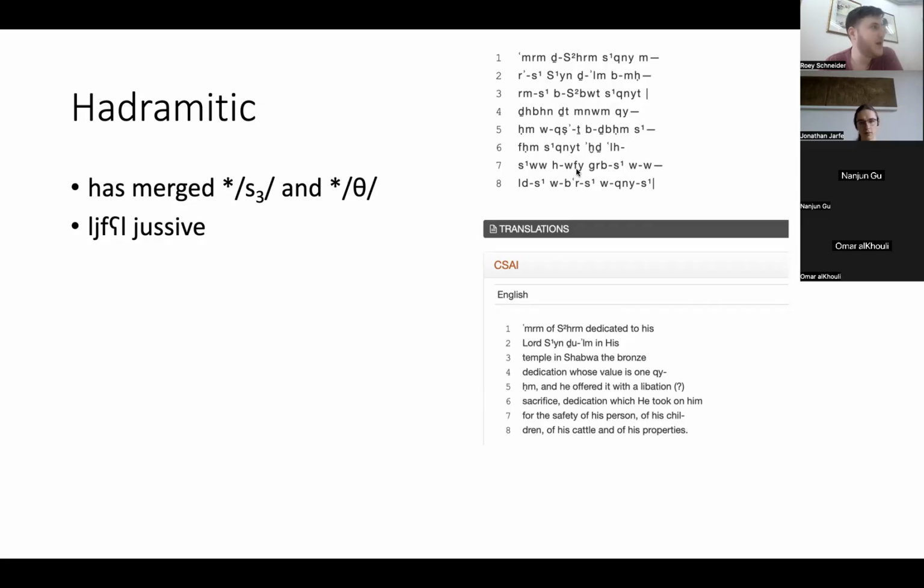Wafaya, to make sure, to make secure, something like that. They say for the safety. Garabas, so his person. I don't know about this word garab. Wa waladas, and his child or children. Wa ba'aras, and his cattle. Wa qanayas, and his property. Any question?